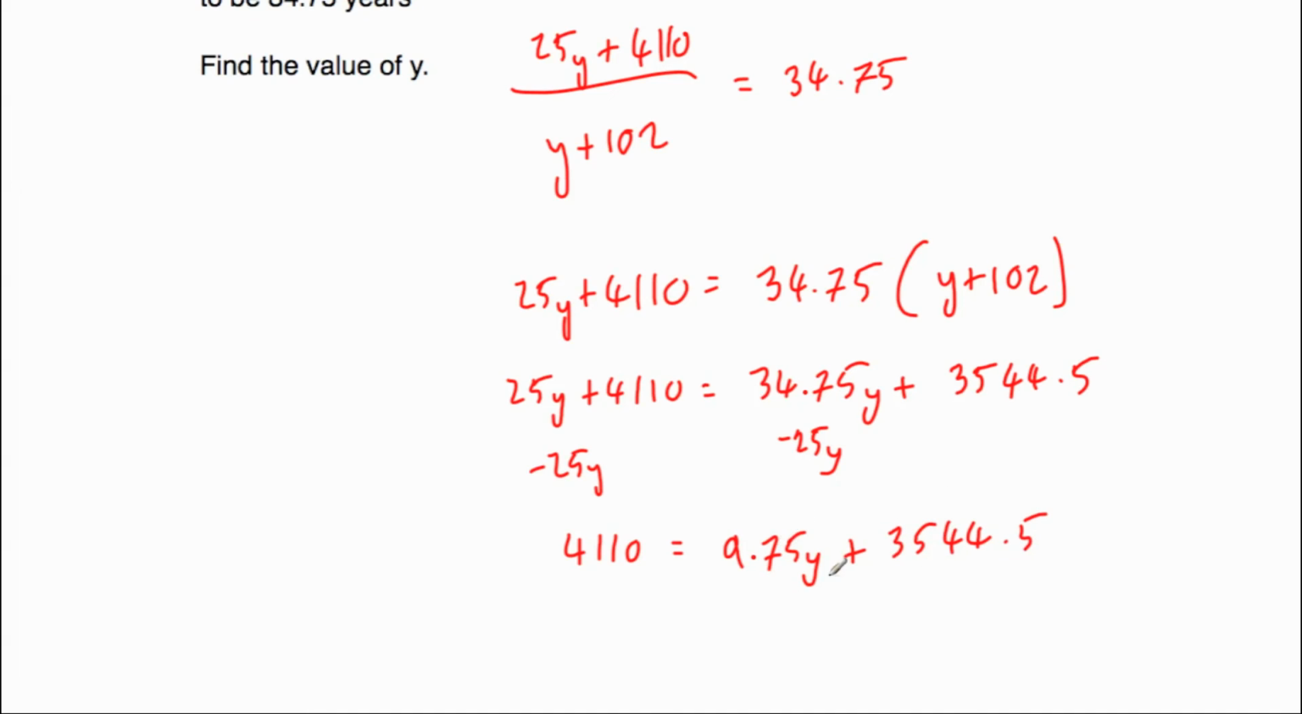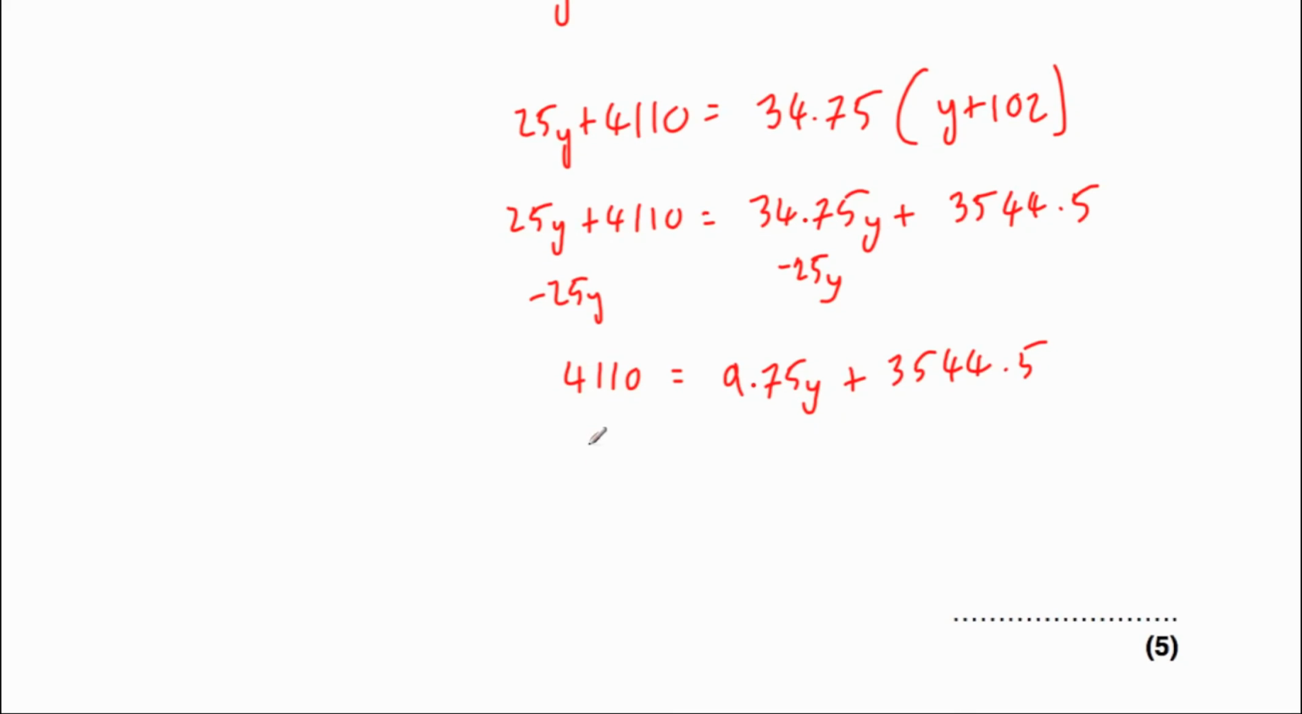Now we've got this equation. We want to get the y's on their own, so let's get rid of this plus 3,544.5. So let's take that away from both sides of the equation. Take away 3,544.5 from the left hand side, and also take it away from the right hand side. And when we do that, we get, on the left hand side, 565.5, and on the right hand side we'll be left with 9.75y.